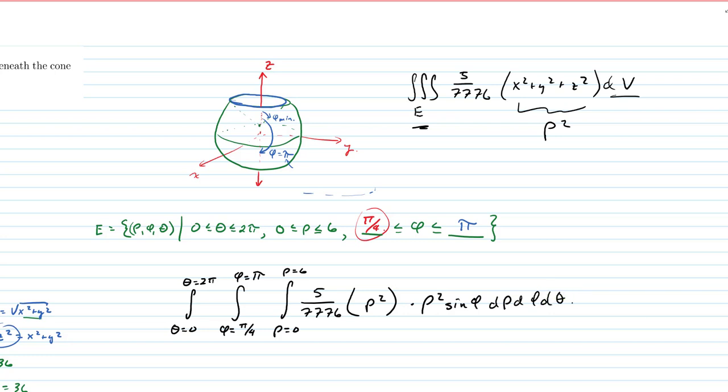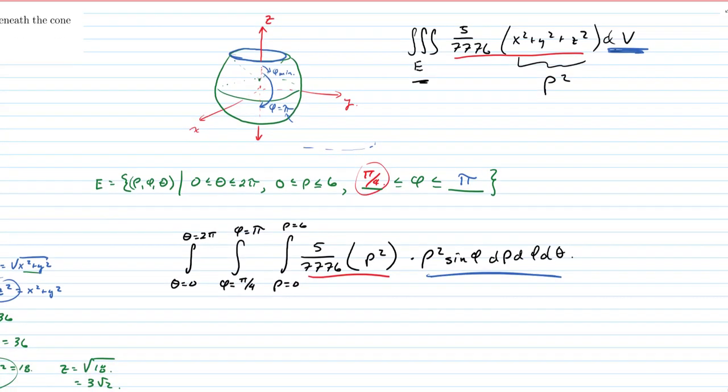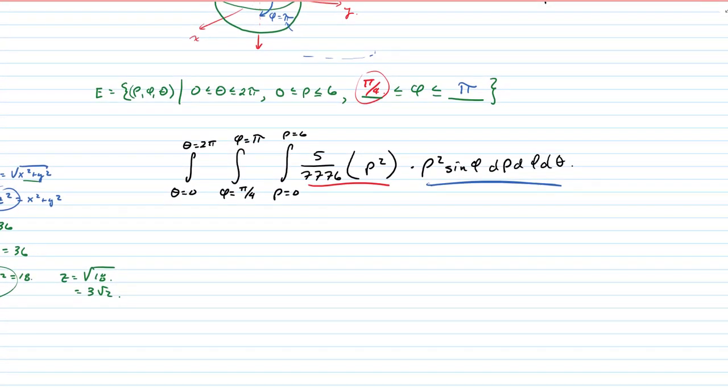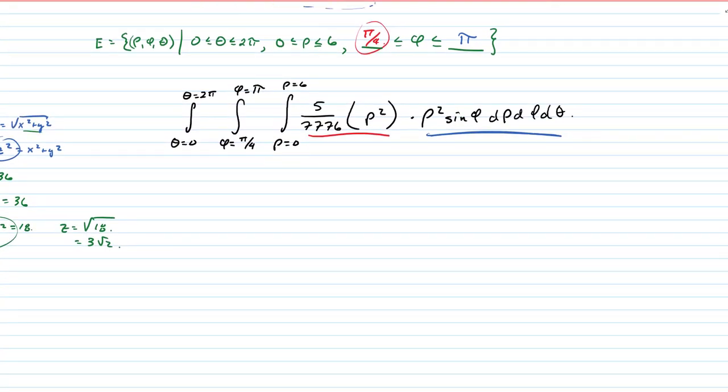So let's just clarify, folks. Here was our integrand. There it is in spherical coordinates. And here was our dV component. And there it is in spherical coordinates. Let me just make sure you were able to see all that. Yes, okay. So now I'm ready to go ahead and evaluate this.